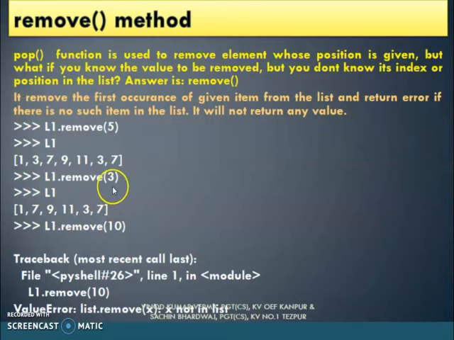See here, L1.remove(3) means, see here 3 is in the first position, and here also in the second last position 3 occurred. So L1.remove(3) means it will remove only the first occurrence of 3. The next occurrence is still here. Then L1.remove(10). See, it will raise an error because in this list there is no such element 10. Okay children, that's why it will raise an error.